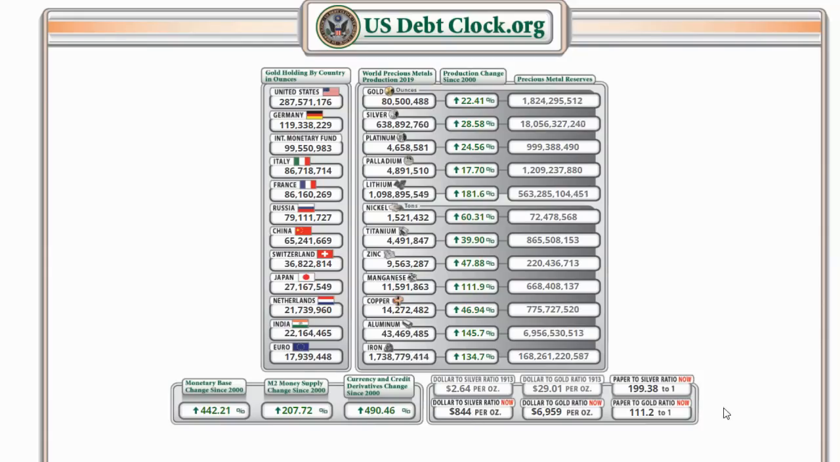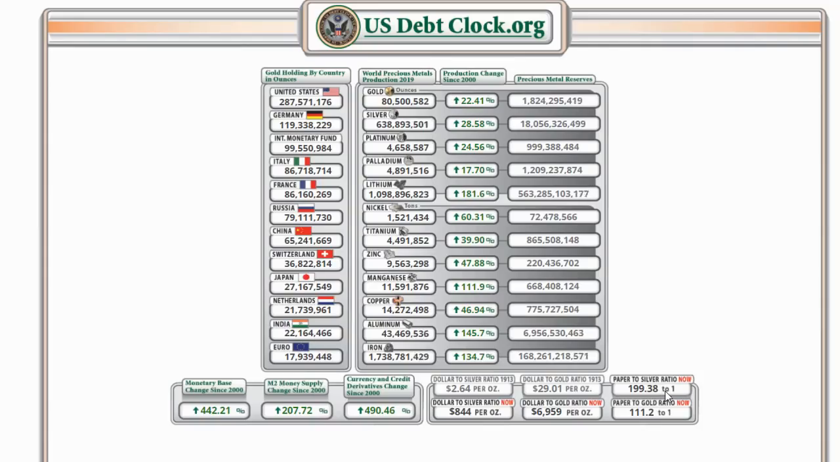I mean, look at here. The paper to silver ratio is another one. And look at this. The same thing with gold, by the way, too. The dollar to gold ratio is almost $7,000 per ounce, and the paper to silver ratio is 199.38 to 1, which is probably an even better case for manipulation in my view than anything else.